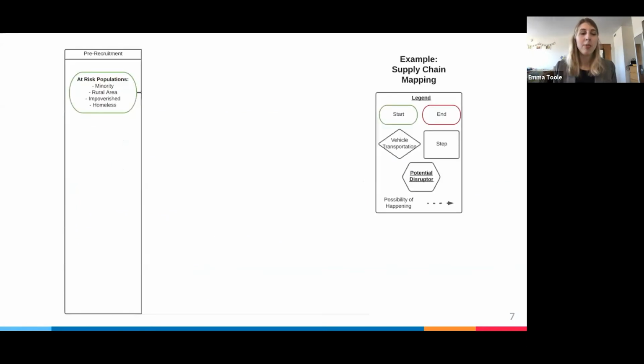So starting out in the pre-recruitment phase, we start with an at-risk population. These people could be a minority, come from a rural area, they could be impoverished and/or homeless. These at-risk characteristics are not mutually exclusive and they are not complete. This is just some characteristics that I tend to see across the 12 cases.